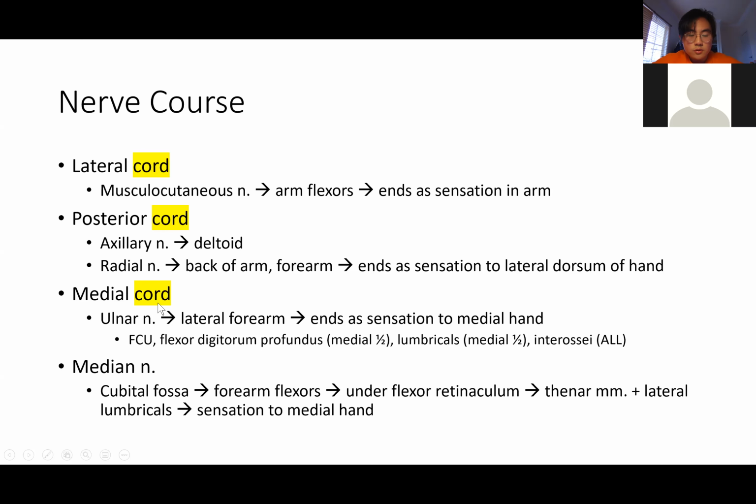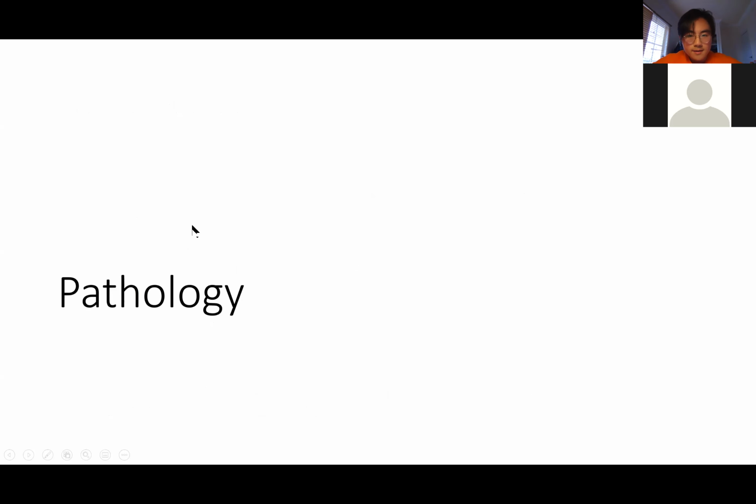Medial cord, right, travels down medially on the arm. So that's why it gives rise to the ulnar nerve. And the ulnar nerve is primarily the hand muscles. And the median nerve is from the convergence, the confluence of the medial and the lateral cord, because it's in the middle. Okay, now we'll talk about pathology.